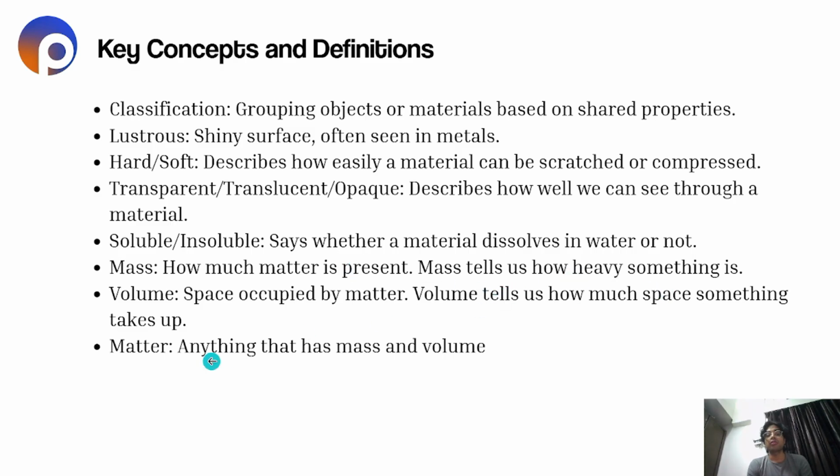Now the next one is volume. Volume is the space occupied by the matter. For example, if I put something in a bowl, that means the particular thing is taking up the space of that bowl. So a bowl has a volume of its own. Volume tells us how much space something takes up. Now next one is matter. Anything that has mass and volume is known as matter.